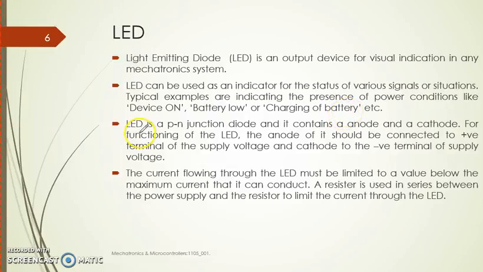What is an LED? LED is a simple PN junction diode and it contains an anode and a cathode terminal. For the functioning of the LED, the anode should be connected to the positive terminal of the supply voltage and the cathode to the negative terminal of the supply voltage. We should see to it that no excessive current flows through the LED as it would get damaged. Hence, usually a resistor is used in series between the power supply and the LED to limit the current flow through the LED.